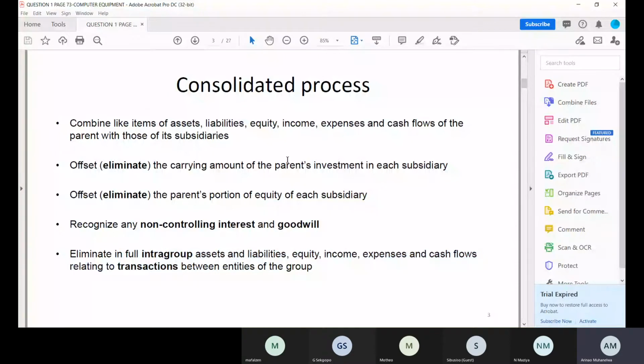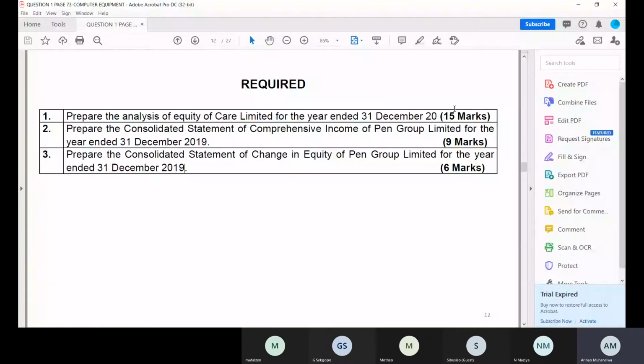All right. Moving along, now we are in class example number 2. Let's start with the required. You can see that the required, if I look at the marks, consolidation normally in the exam, it carries plus or minus 30 marks.